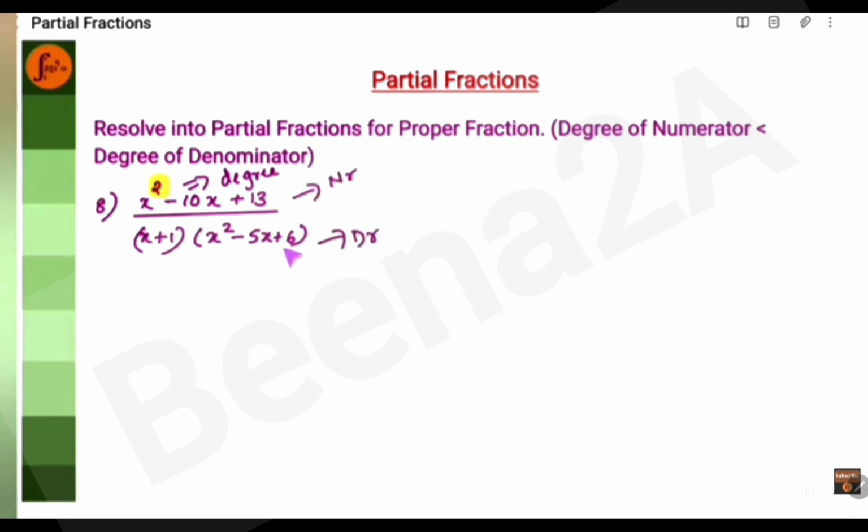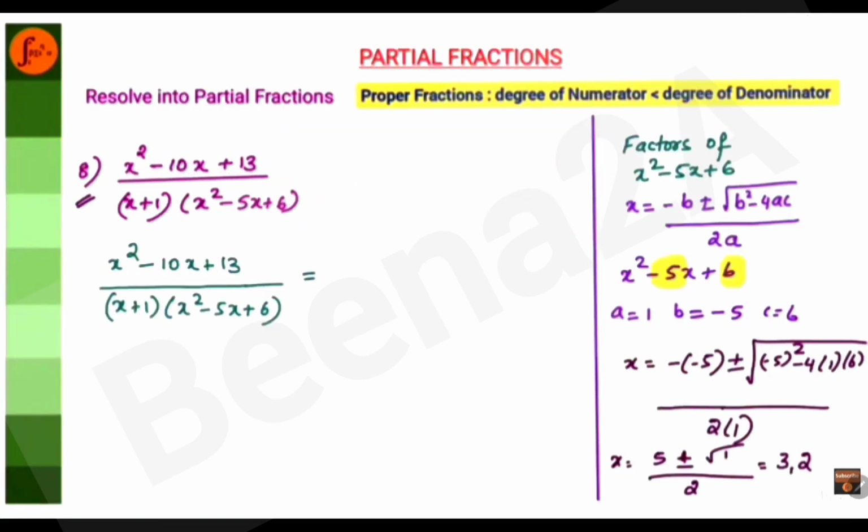Now what is the power here? When you multiply this denominator with this particular term and this particular term, you are going to get x cube, is it not? x square into x is x cube. Then what is the power? Power is 3. Now you see that the degree of numerator is less than degree of denominator. Hence this is a proper fraction. Now we'll have to split this into partial fractions.